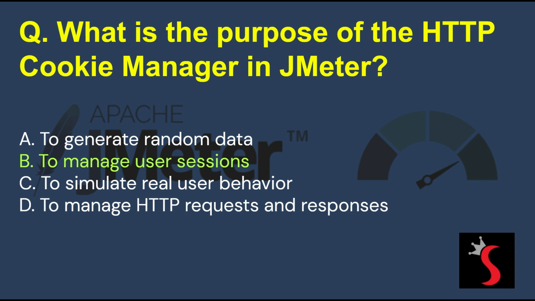And correct answer is option B. To manage user sessions. The HTTP cookie manager in Apache JMeter handles cookies collected during testing. It stores and sends cookies. The HTTP cookie manager automatically stores and sends cookies, similar to how a web browser works. It stores received cookies as JMeter thread variables. You can also manually add cookies to the cookie manager.